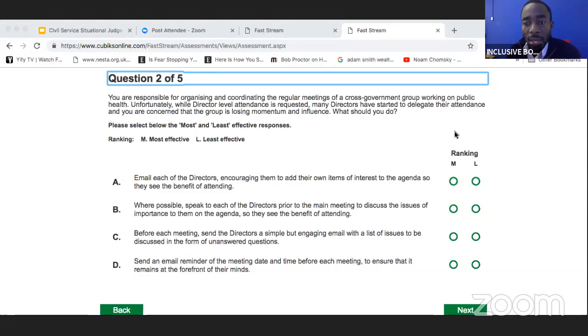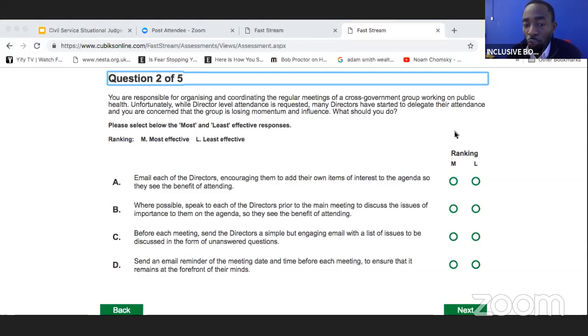Fab. And is there anyone still not sure? So I'm going to go through questions 3, 4, and 5. The answers to question 3: the most effective is A and the least effective is C. For number 4, the most effective is C and the least effective is B. And for number 5, the most effective is B and the least effective is C.